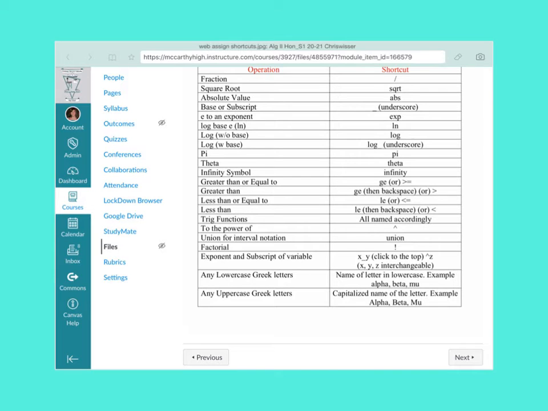All right, where'd my gallery go? I lost you guys.